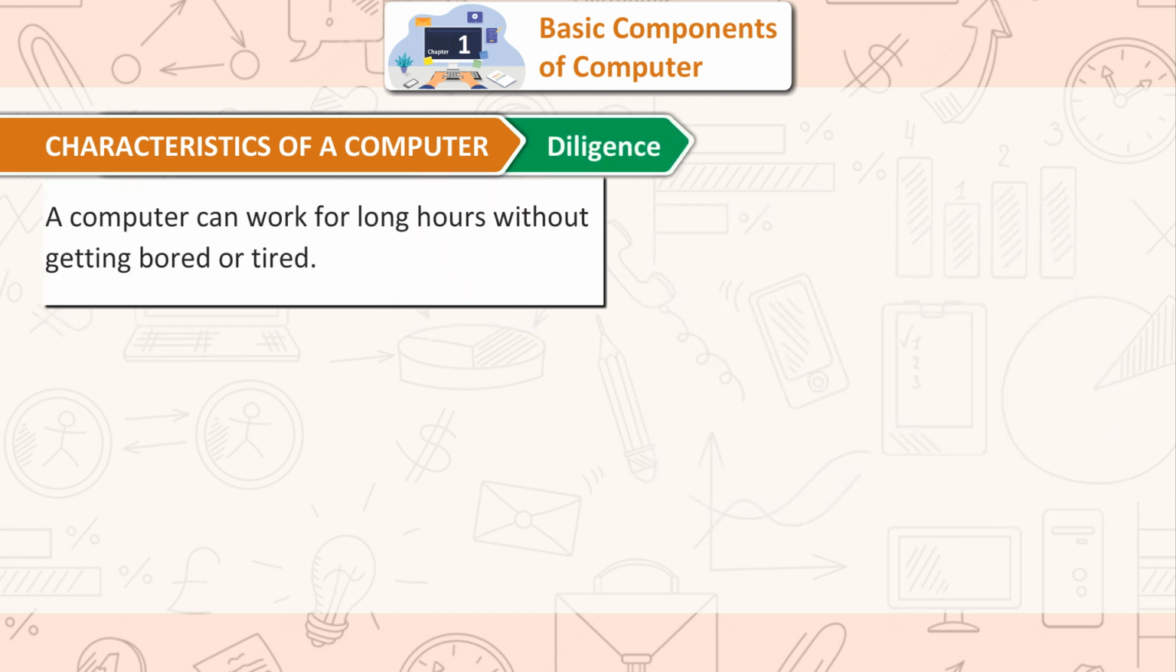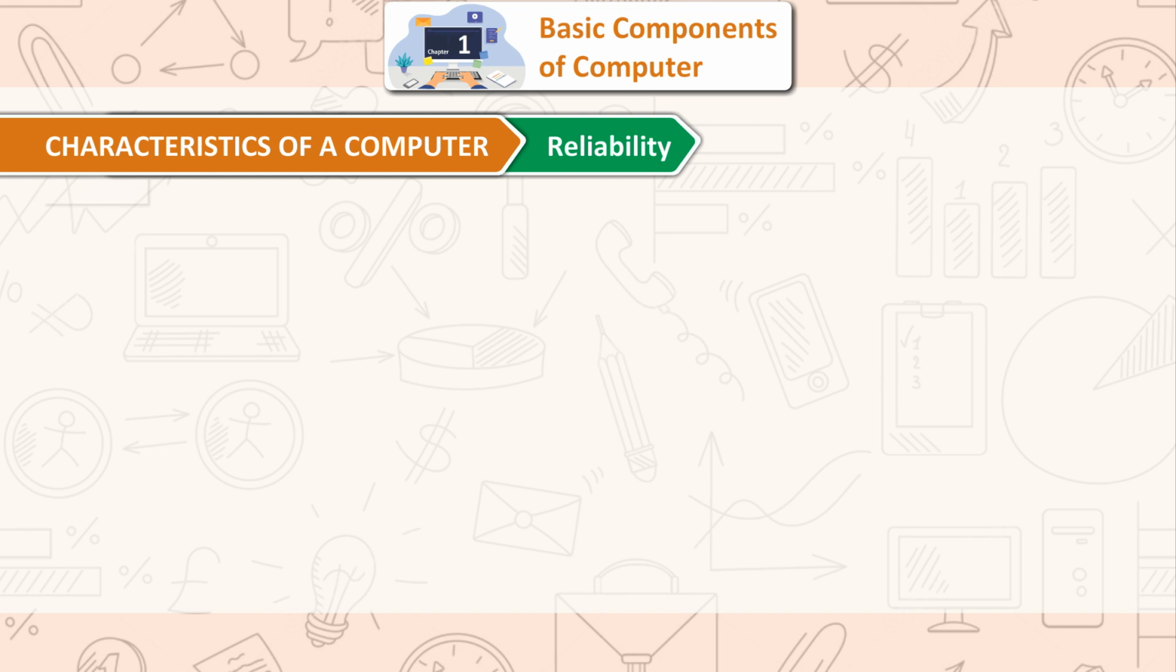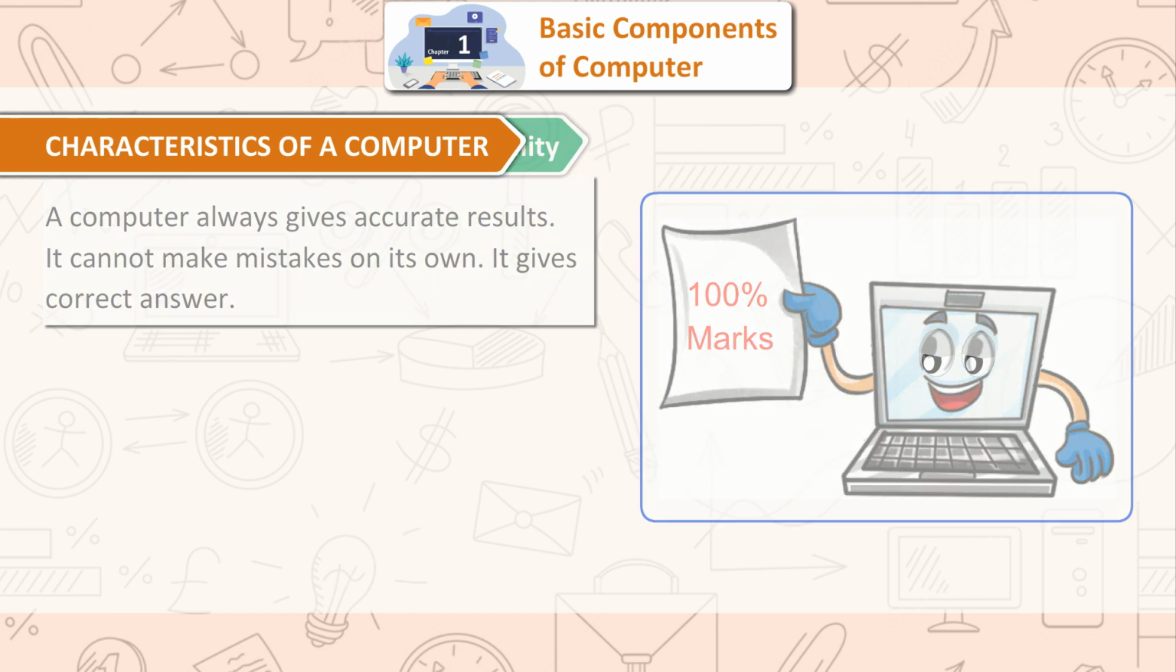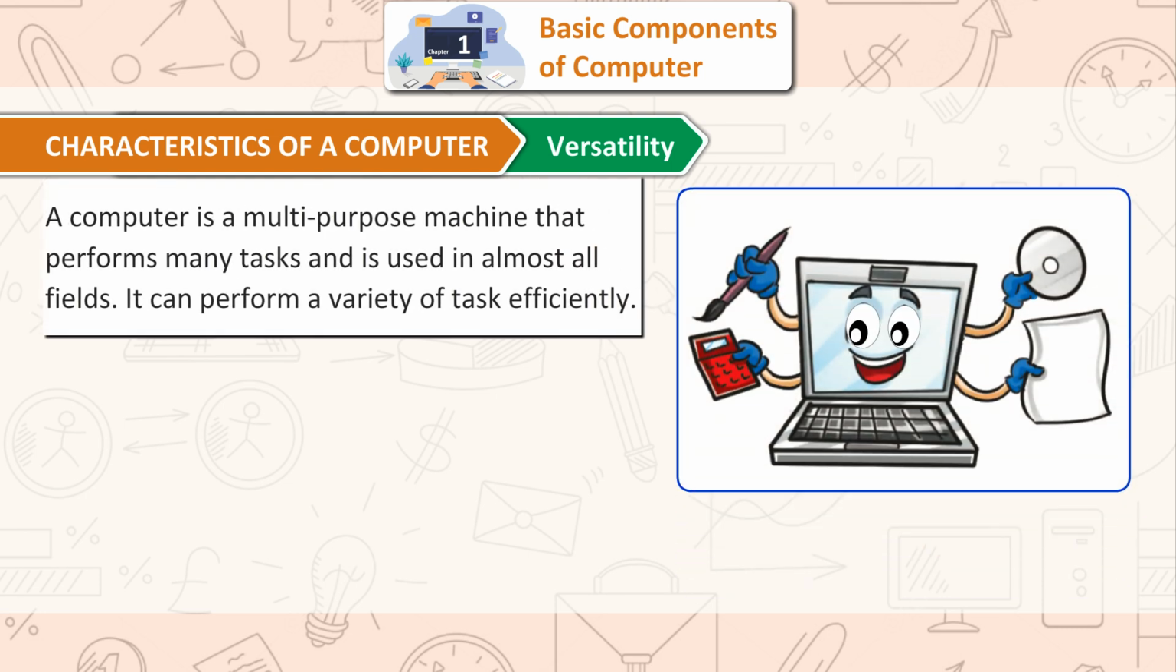Diligence. A computer can work for long hours without getting bored or tired. Reliability. A computer always gives accurate results. It cannot make mistakes on its own. It gives the correct answer. Versatility. A computer is a multi-purpose machine that performs many tasks and is used in almost all fields. It can perform a variety of tasks efficiently.